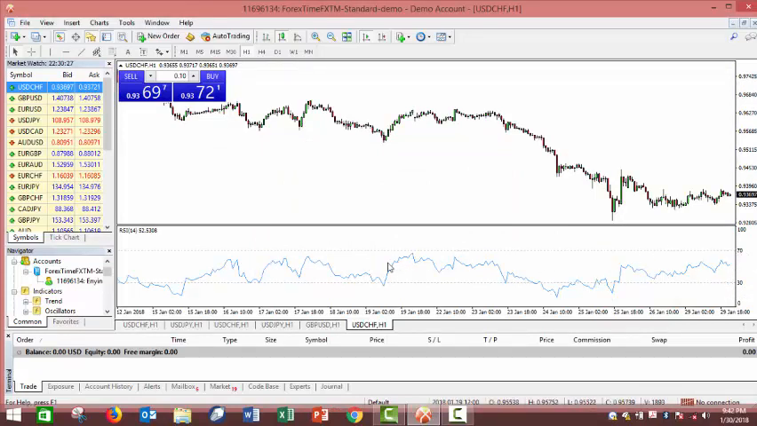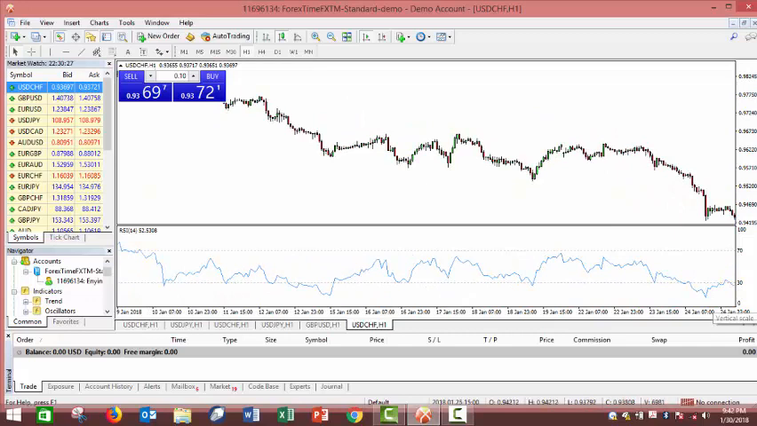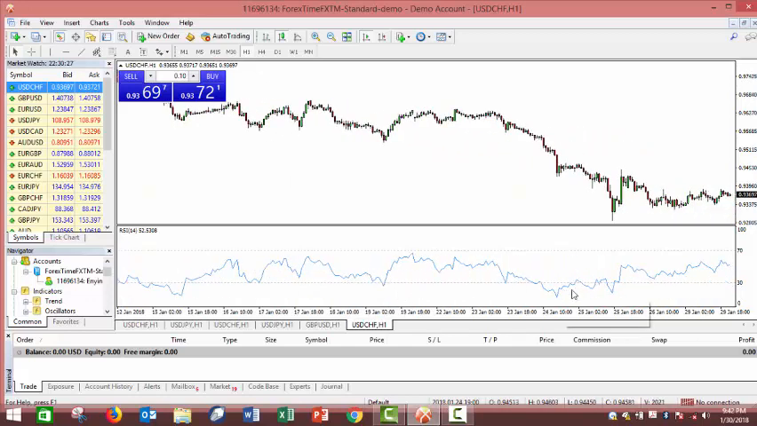How do we use this indicator to trade? When price comes below 30 and crosses above 30, you buy. Once it crosses, you buy. You just wait for price to come below 30 and cross before you buy.